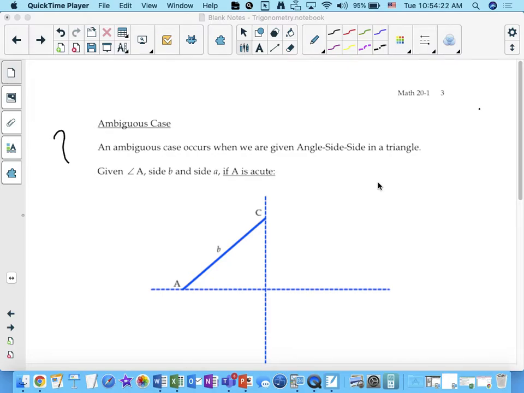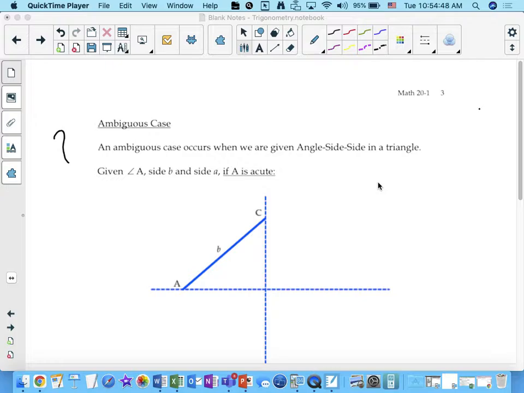Oh, the ambiguous case of the sine law. Ambiguous case means that we can end up with more than one triangle, more than one thing can happen, okay? And this won't necessarily occur, but it could occur when the information that's given to us about a triangle is angle, side, side in that order. Or if you want to just reverse things, you could say side, side, angle.